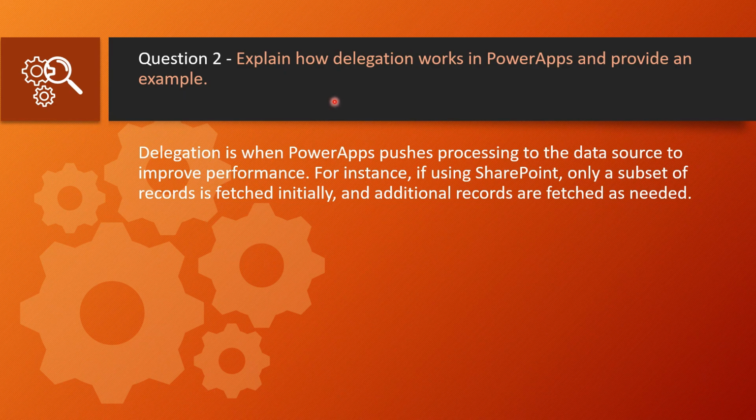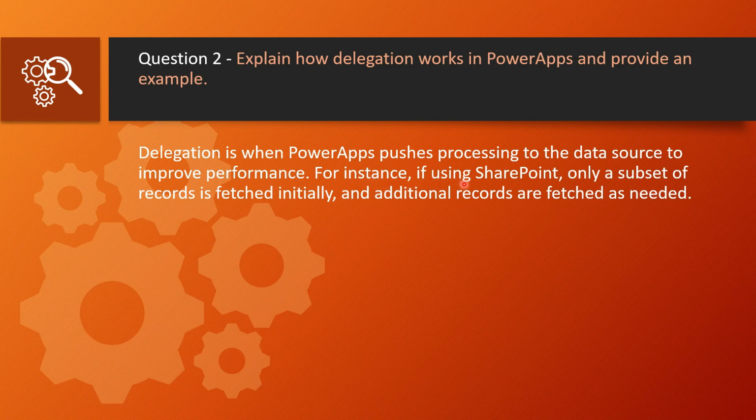Question 2 is explain how delegation works in Power Apps and provide an example. This is a very important question because the interviewer mostly wants to know about delegation from whoever is applying for the job. Okay. So here you need to explain that delegation is when Power Apps pushes processing to the data source to improve performance. So this is basically used for improving the performance of the Power Apps tool.